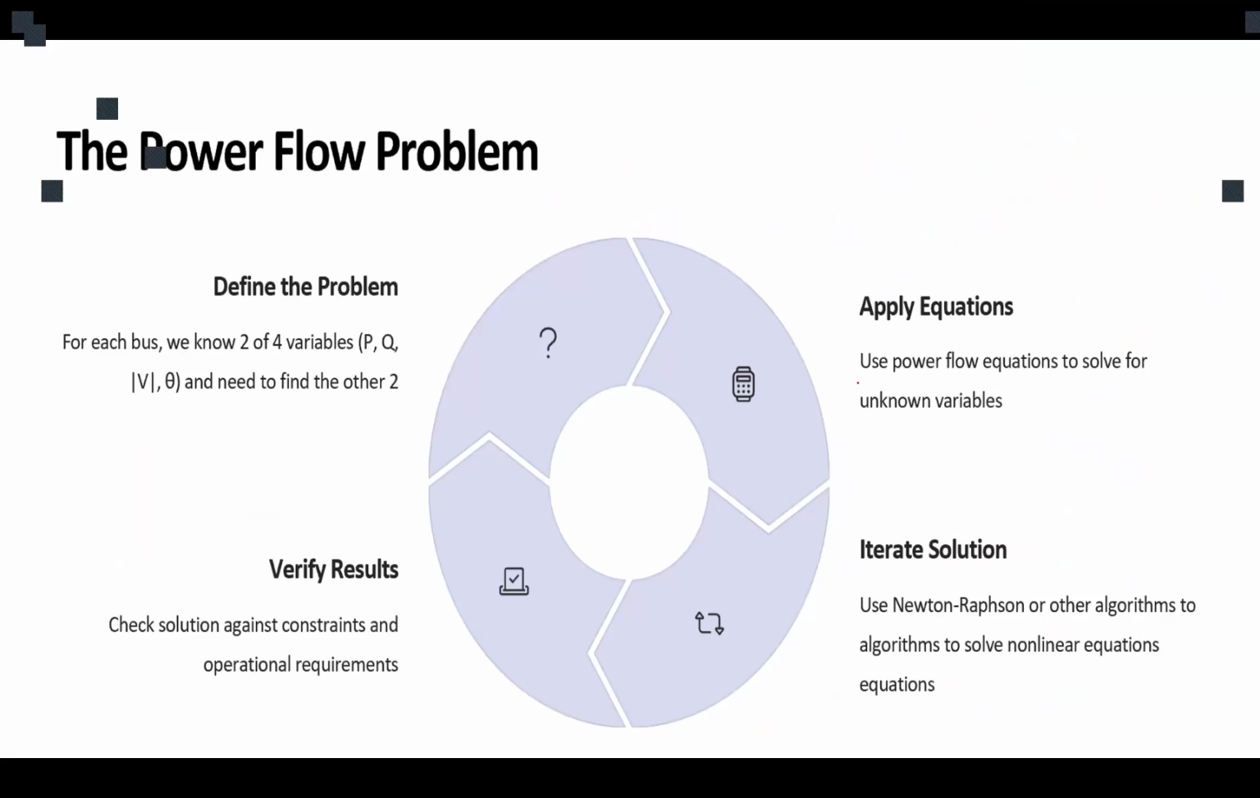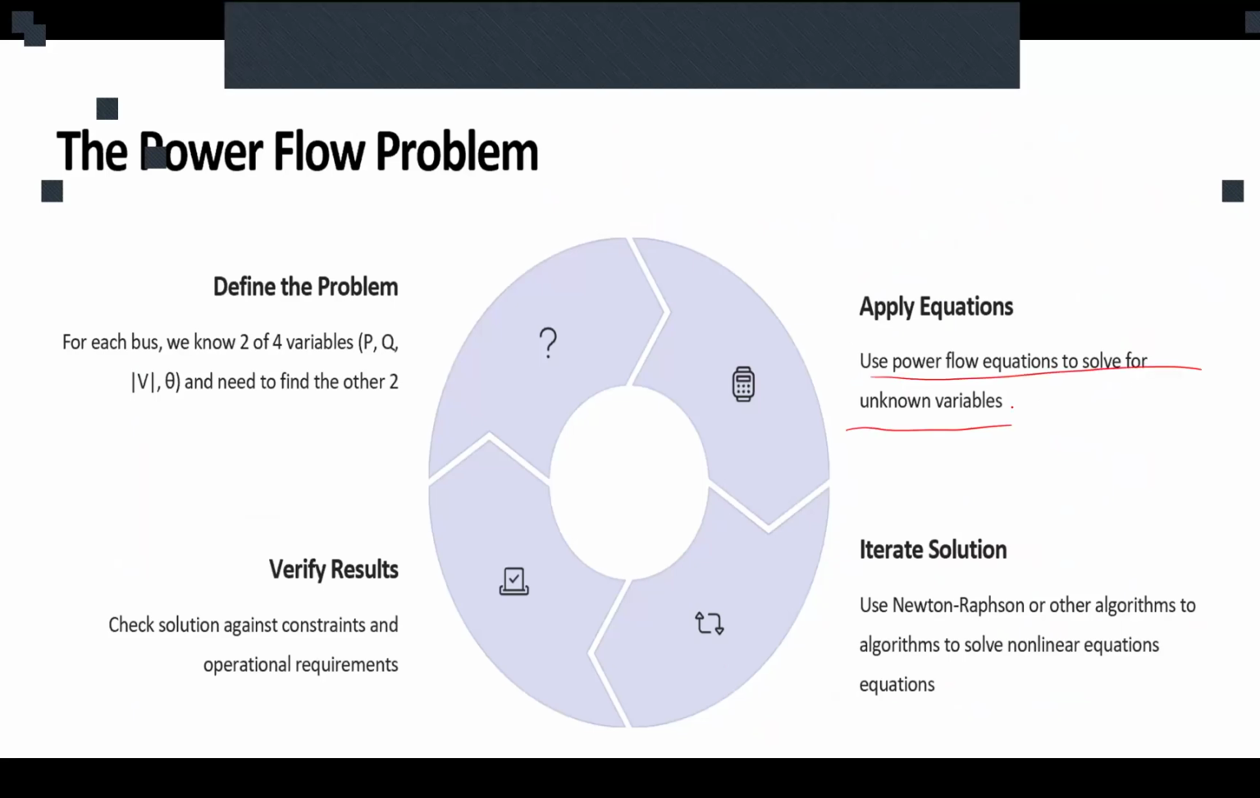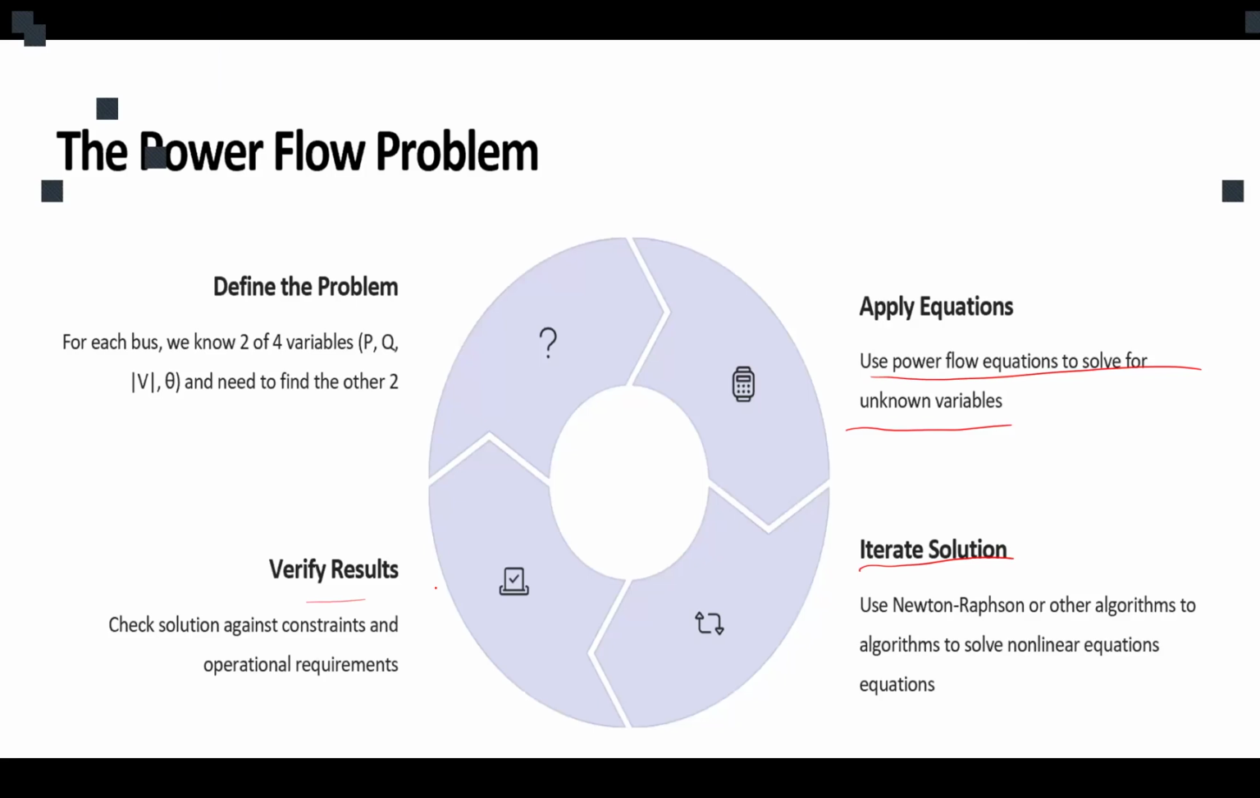Based on those known and unknown variables, you rewrite that power flow equation that we had and try to numerically solve to find the unknowns until we get to an acceptable error margin. Is that clear? This is how we run the power flow problem.